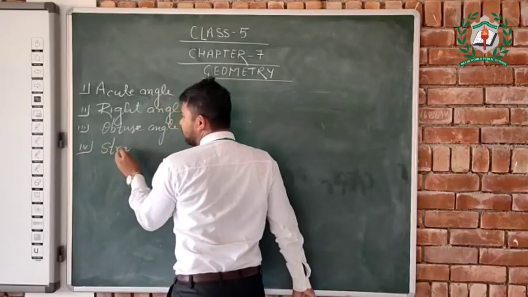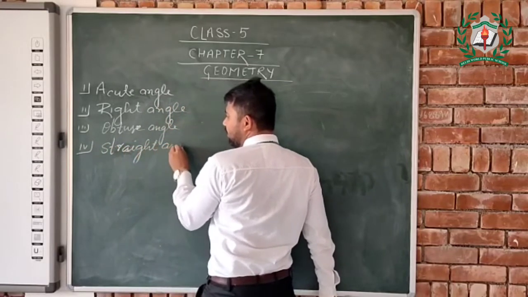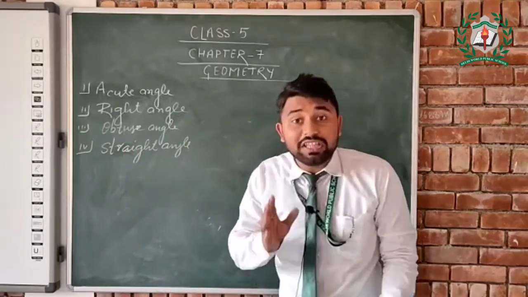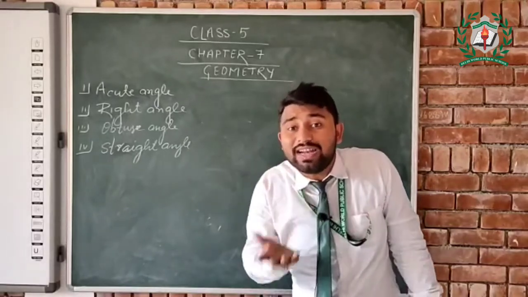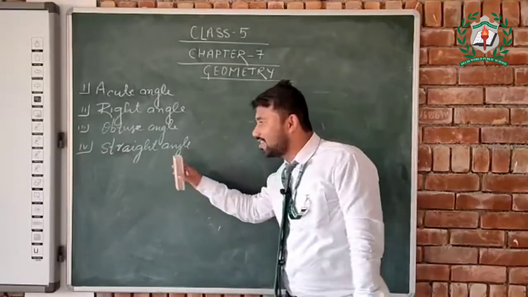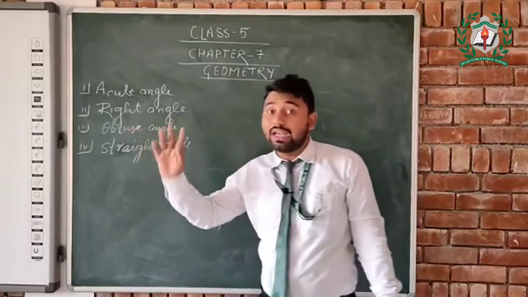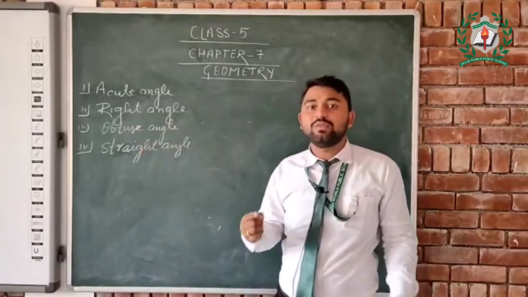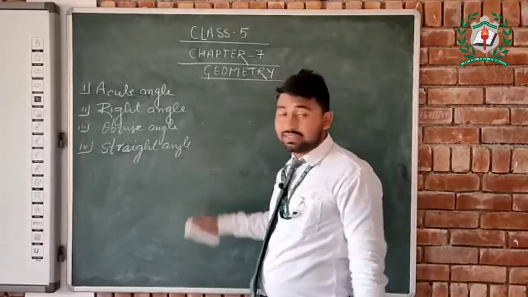Now the fourth angle is straight angle. Straight angle means what? An angle which is equal to 180 degrees is called a straight angle. And a right angle was an angle equal to 90 degrees, while a straight angle is an angle equal to 180 degrees. It means a straight line, that is 180 degrees. It is a straight angle.